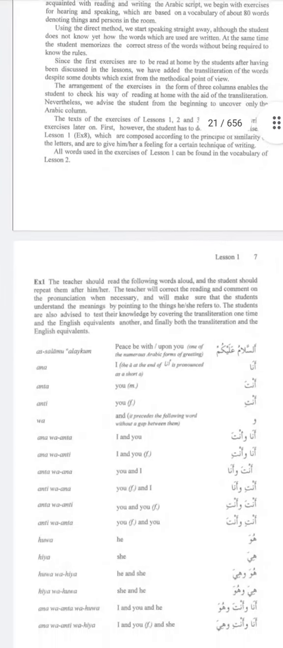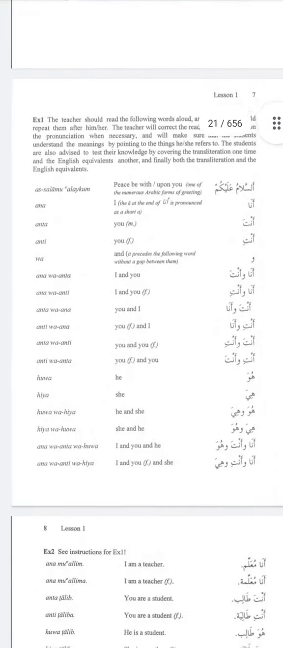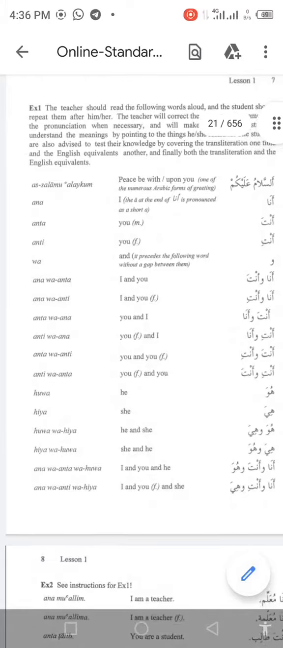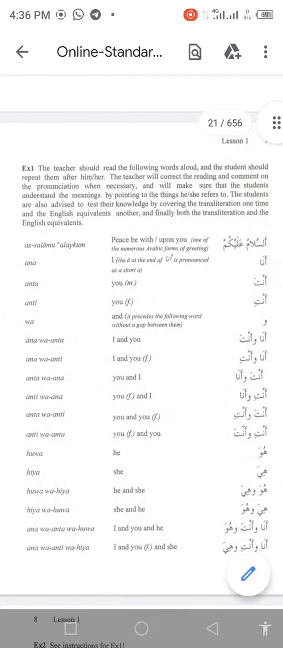So this begins from here. I have it on page 21. If you open to page 21 and the example 1 there, you see it says the teacher should read the following words aloud and the students should repeat them after him or her. The teacher will correct the reading and comment on the pronunciation when necessary.